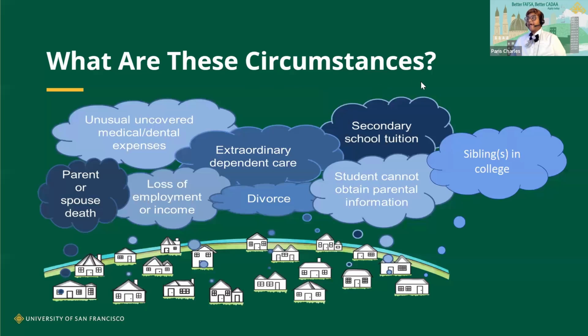Some circumstances that you may submit an appeal for are: a death of a parent or a spouse; unusual medical or dental expenses that are not covered by insurance; a loss of employment or income since the information reported on the FAFSA; extraordinary dependent care expenses; a divorce or separation of the parents; secondary school tuition, such as private K-12 tuition costs; if the student is completely unable to obtain the parental information; and if a sibling is in college. That's a new one for 24-25, since it's no longer taken into account on the FAFSA.